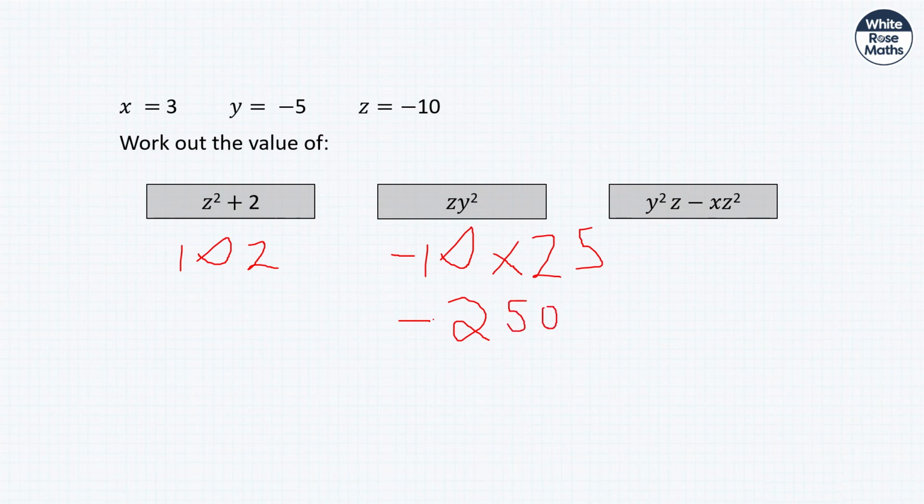Okay, this last one's a bit more tricky, so taking our time. So this part here will give us 25y squared. Times it by z, so that'll give us minus 250. This part. And then being careful, I'm subtracting xz squared. So that'll be 100 times by 3, that'll be 300. So I'm going to be very careful here. So I'm doing minus 250 subtract 300, guys.